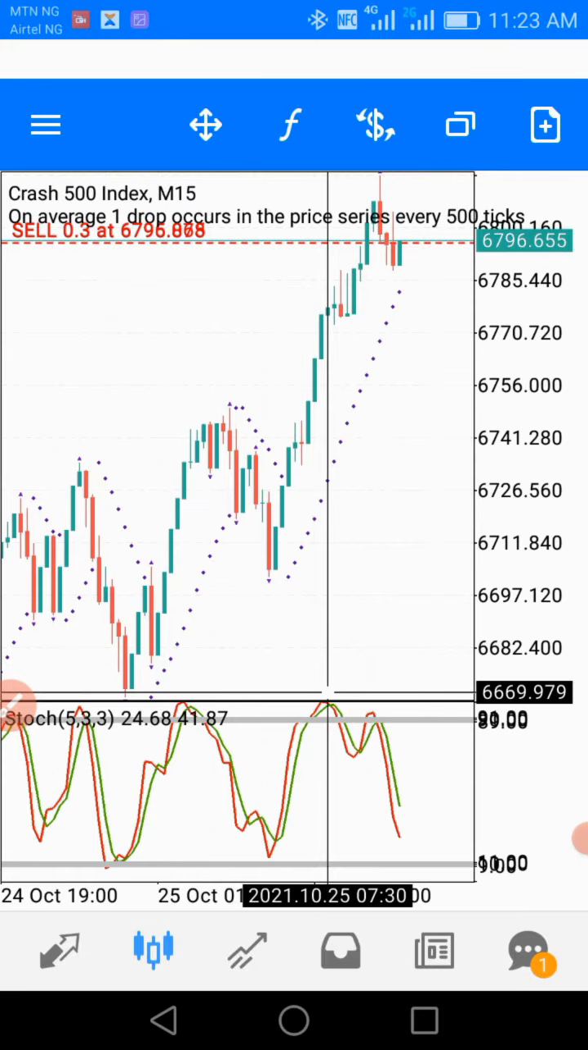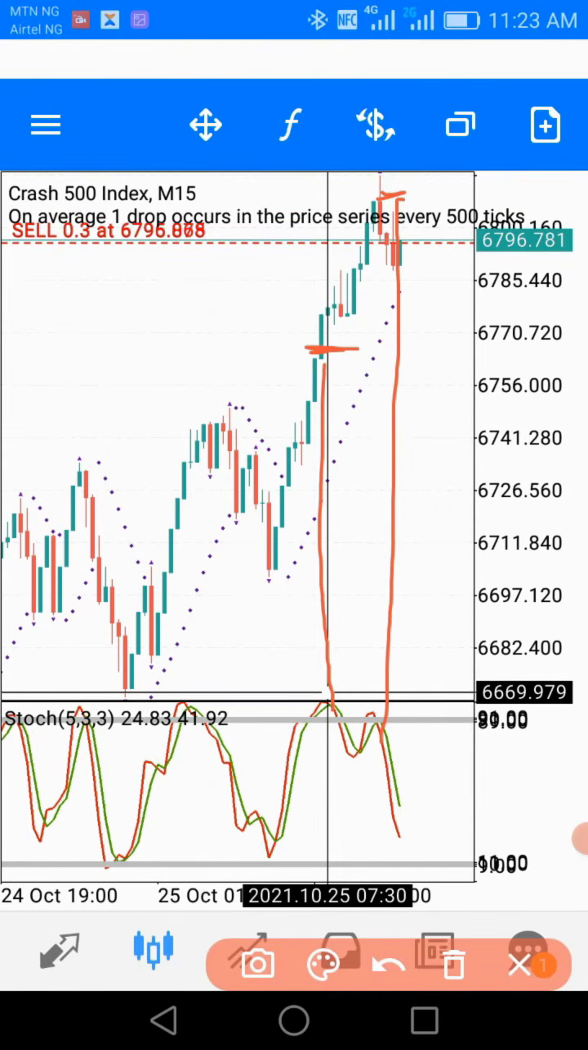Unlike this one, where the indicator was at the overbought level, but the main market price wasn't at the overbought level, and hence it did not sell. But at this point, both were at the overbought level, and look at it, it's going to sell now, and you will see it's going to crash. You will see it by yourself. So that's one of the conditions.